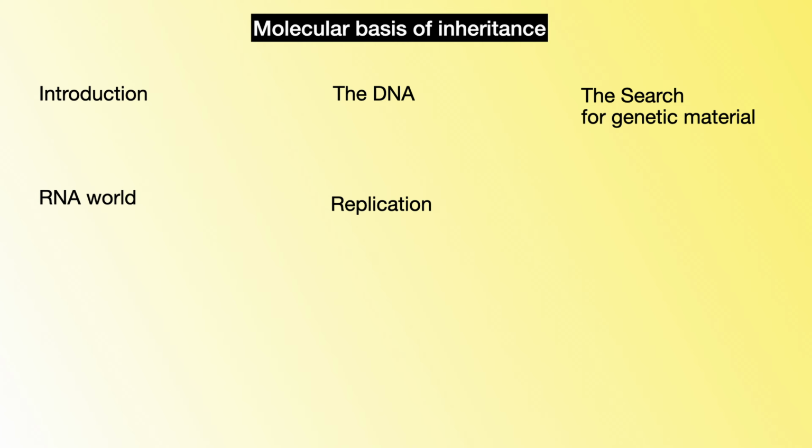RNA polymerase 1 helps in the transcription of rRNA or ribosomal RNA, the 28S, 18S, and 5.8S subunits. RNA polymerase 3 helps in the transcription of tRNA, 5S rRNA, and snRNA.